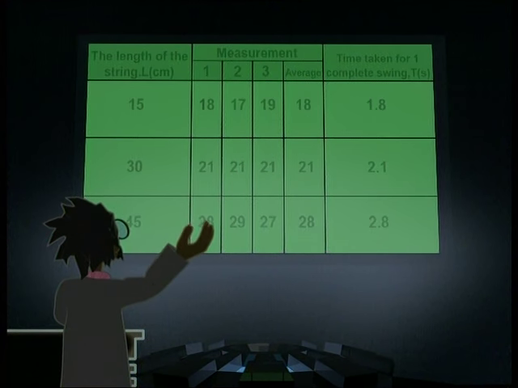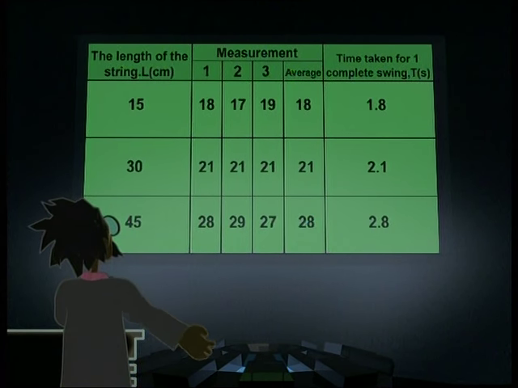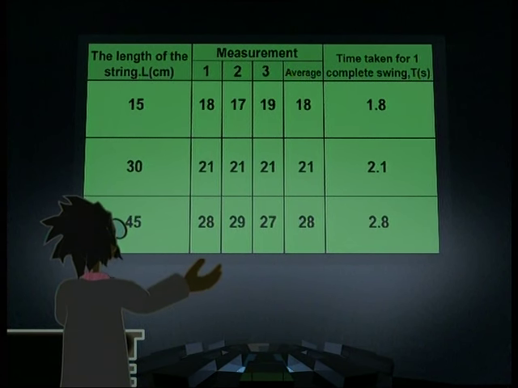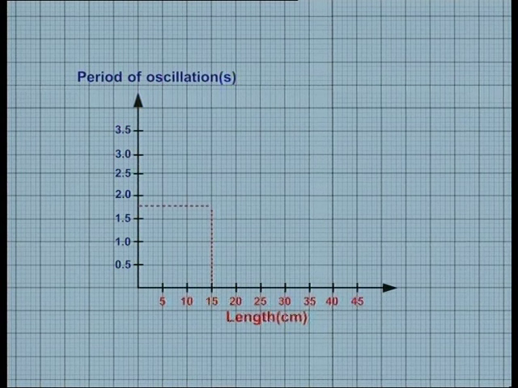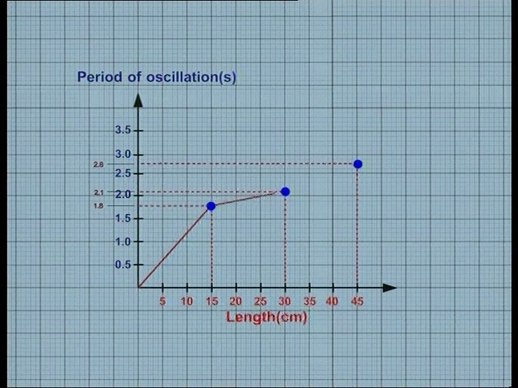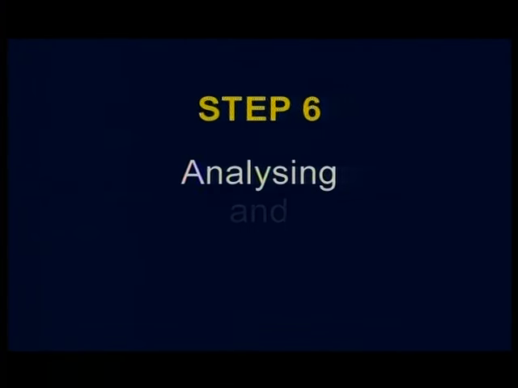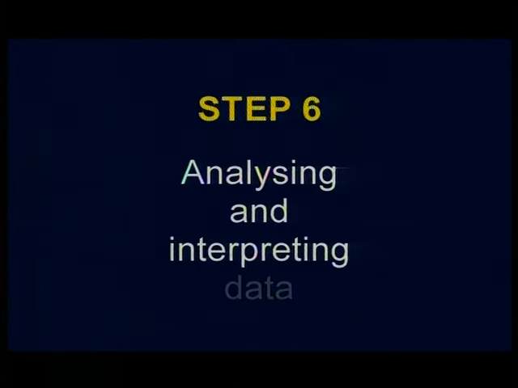Let's take a look at all the data that you have collected from the experiments. When you record your readings into a data table, you will see that the data follows a certain pattern or sequence. Sometimes the pattern will become clear if you organize the data in a graph. This step is called analyzing and interpreting data.